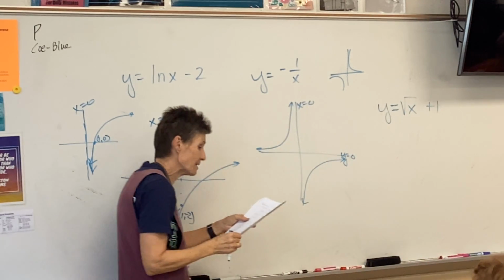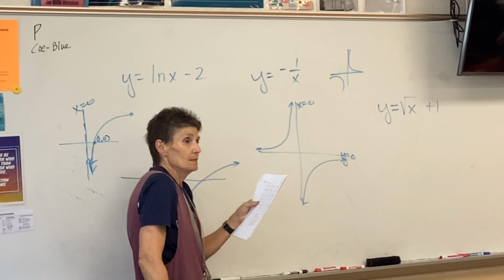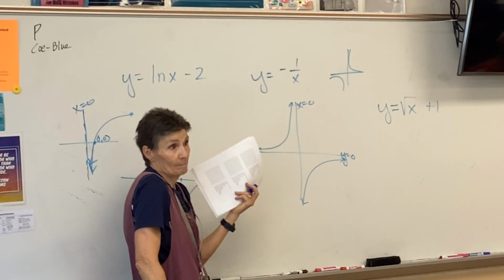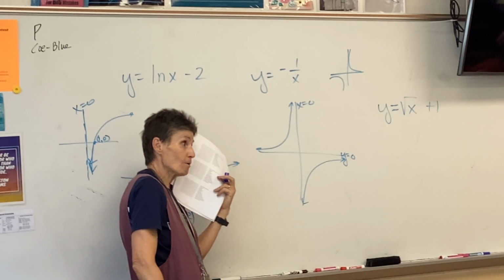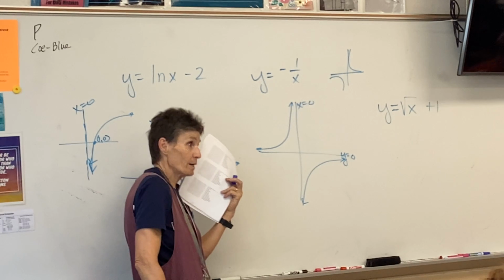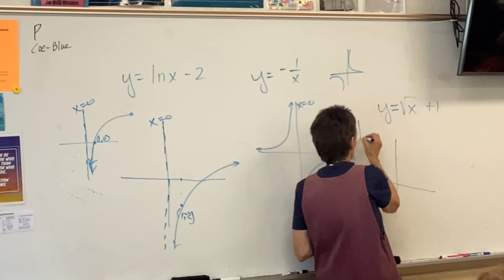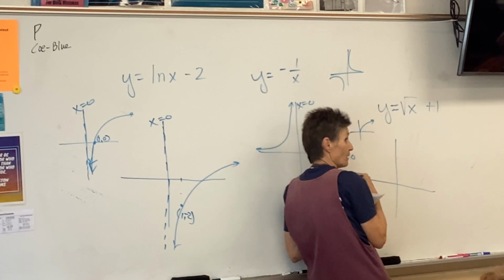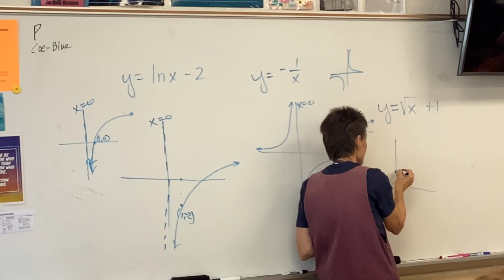Pay close attention to where that +1 is. It's not with the x, so therefore, just go up on the line. So I'm gonna take my normal square root function, and instead of starting at the origin, it's gonna start up 1.